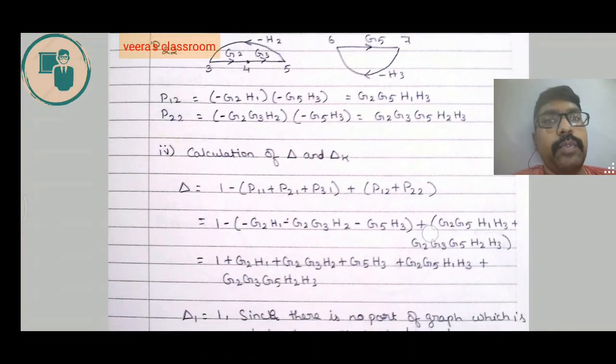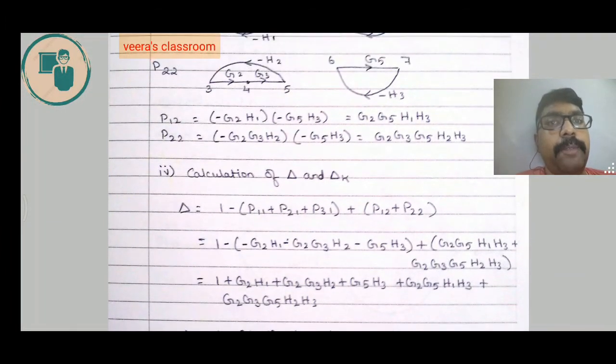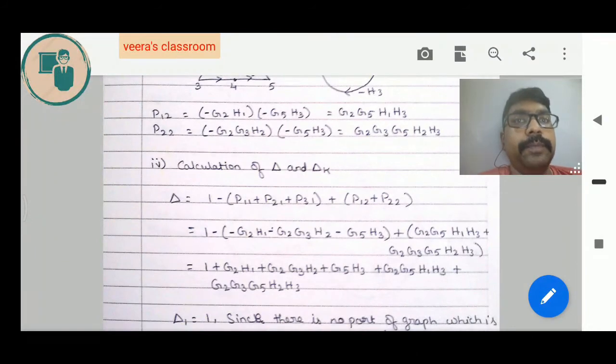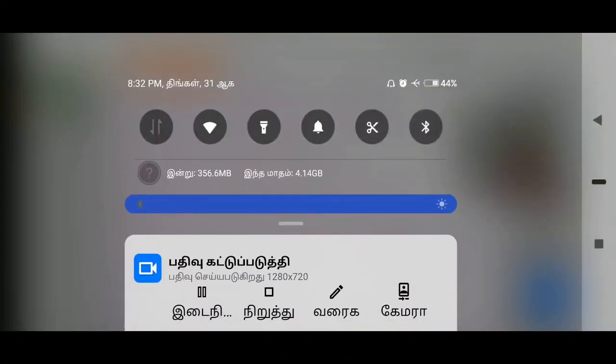We'll go to step number 4. It is a calculation of del and del k. So what is del? The formula of del is 1 minus summation of individual loop gains plus summation of gain product of non-touching loops. So here the calculation goes from 1 minus P11 plus P21 plus P31 plus P12 plus P22.